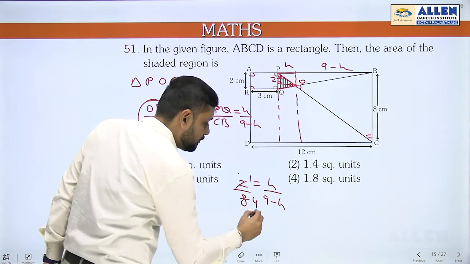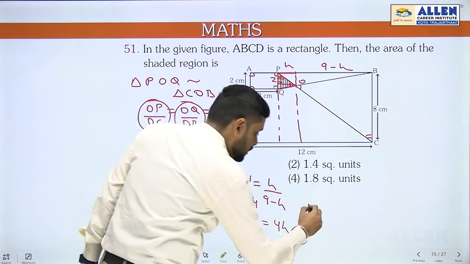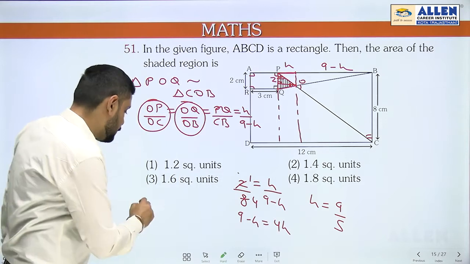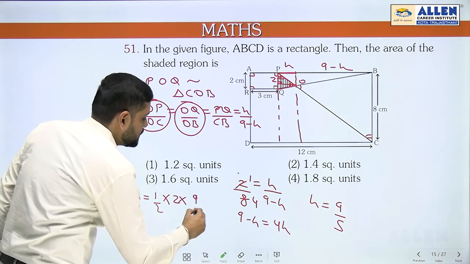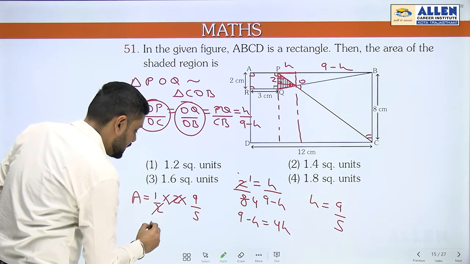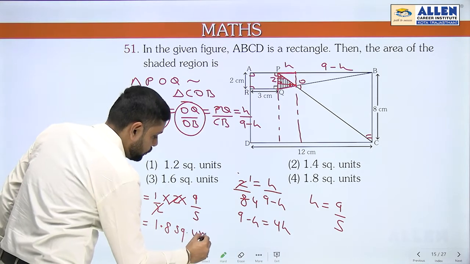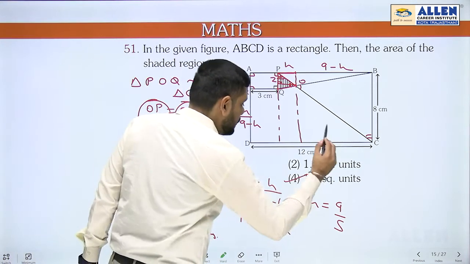And now if we simplify it, what we'll get? We'll get 9 minus h equal to 4h. So h will be 9 upon 5. So height will be 9 upon 5. So area will be half, base is 2, height is 9 upon 5. We will cancel it, so we'll get 1.8 square units. So this will be our answer, that is 1.8 square units, fourth option.